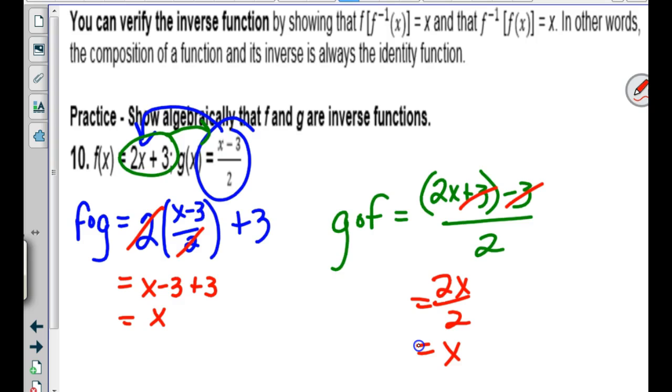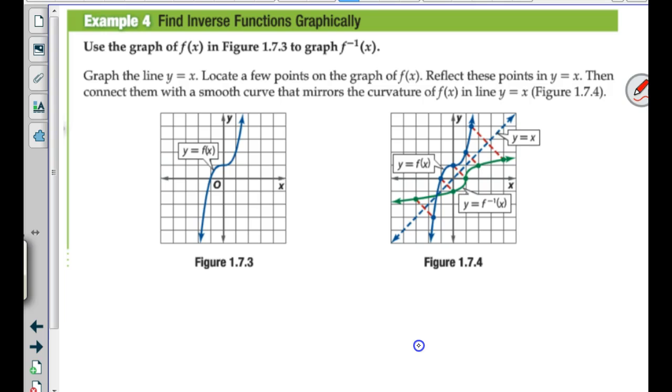And some of them can be really ugly. I hope we don't have a really ugly one. No, we don't have another one.